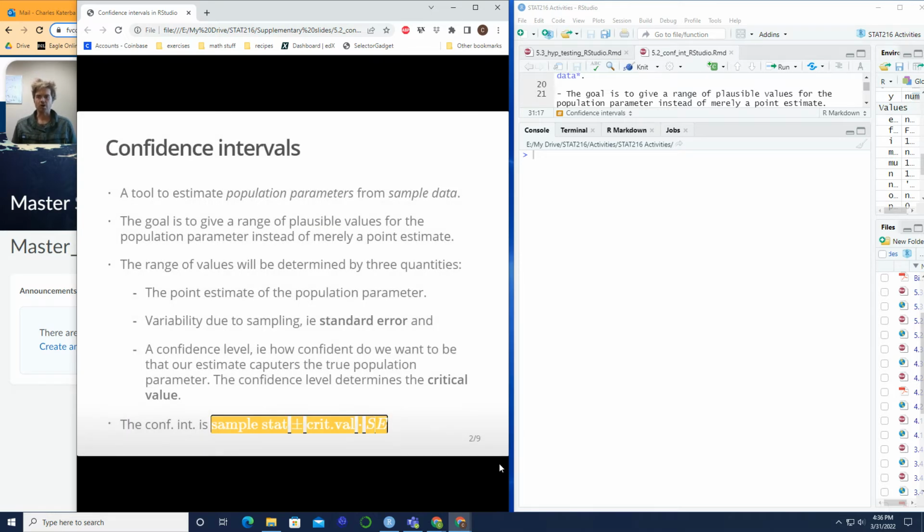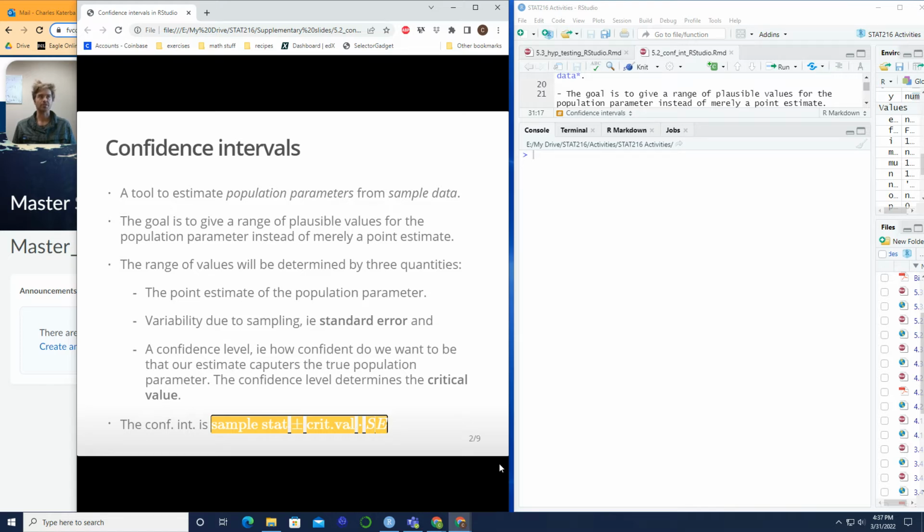So let's remind ourselves what confidence intervals are. First and foremost, they're a tool that we can use to estimate population parameters from sample data. To root this in an example, we could investigate a population proportion using a sample proportion. And instead of providing only a point estimate, our goal is to provide a range of plausible values for the population parameter.